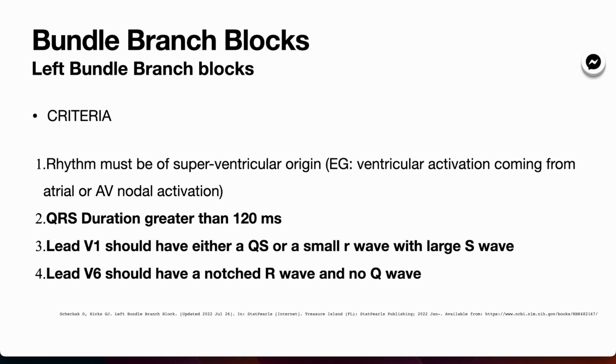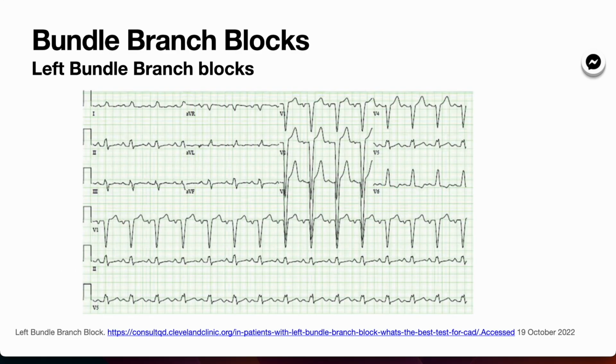Let's now go to the left bundle branch block. The criteria for that is that the rhythm must be of supraventricular origin, and the QRS duration is again greater than 120 milliseconds. However, in V1 you can have either a QS or a small R wave with a large S wave. And inversely, in V6, you have a notched R wave and no Q waves. So let's take a look.